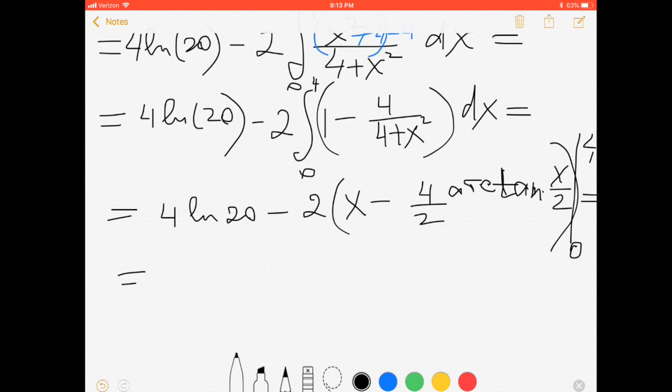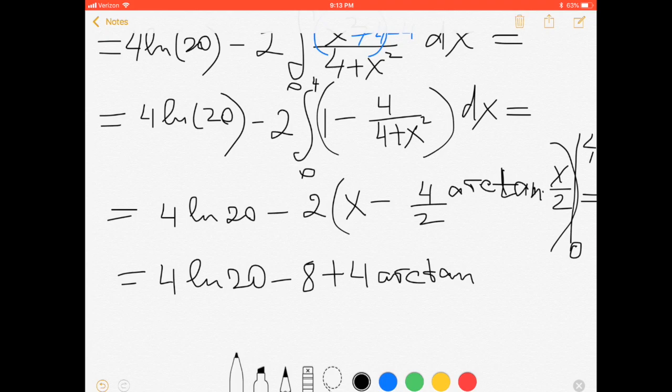And now if you plug in, you have 4 natural logarithm of 20 minus 8 plus 4 arctan of 4 over 2, which will be 2. Sorry, my calculator is not working, but if you write the answer this way in a quiz or test, it will get full credit.